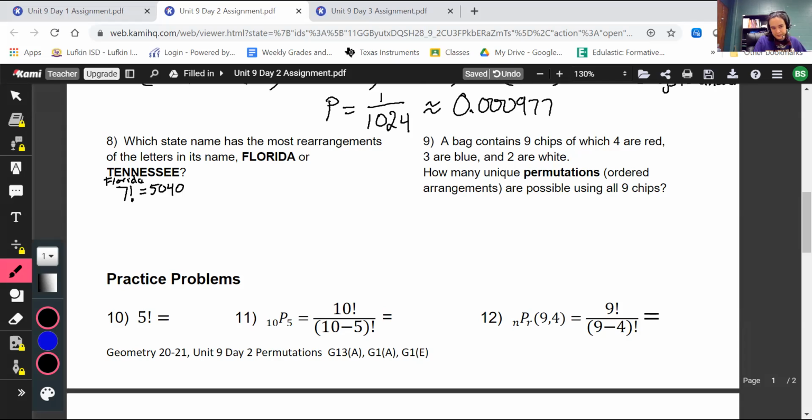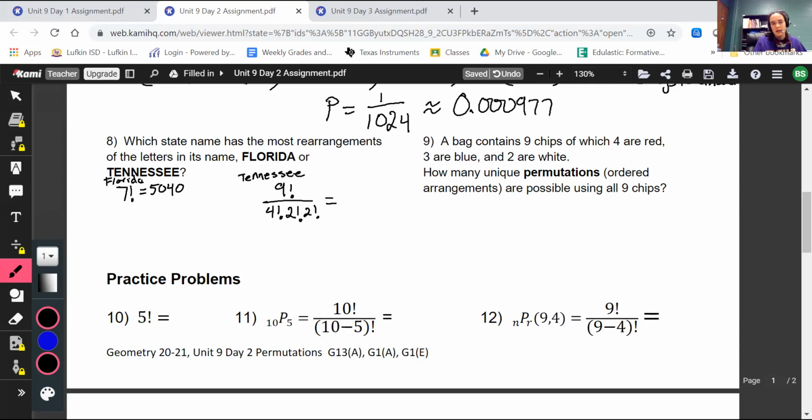Again, that one's for Florida. Now let's look at Tennessee. Tennessee has 1, 2, 3, 4, 5, 6, 7, 8, 9 letters. So we've got 9 factorial, and then we need anything that repeats. So T doesn't repeat, E does repeat, and it repeats 1, 2, 3, 4 times. So we've got 4 factorial. N repeats 2 times. 2 factorial. Already done E. S repeats 2 times. So we've got 2 factorial. Again, already looked at E. So we've got 9 factorial over 4 factorial times 2 factorial times 2 factorial.